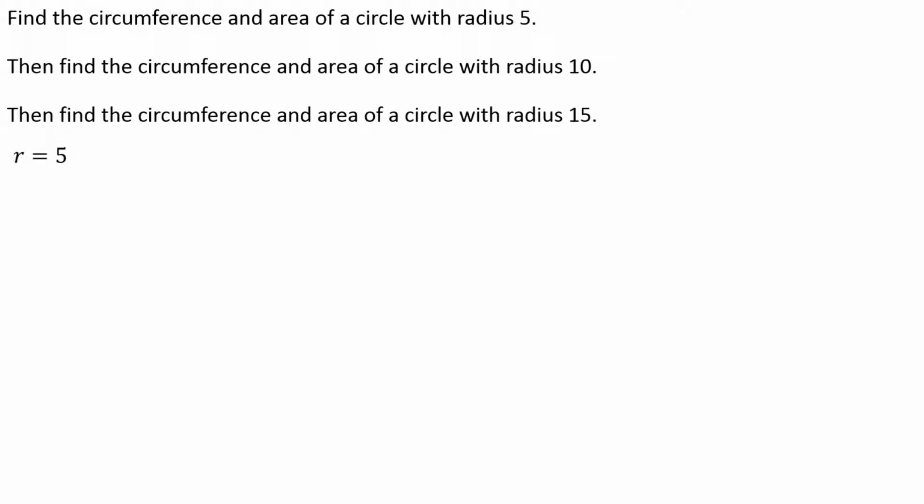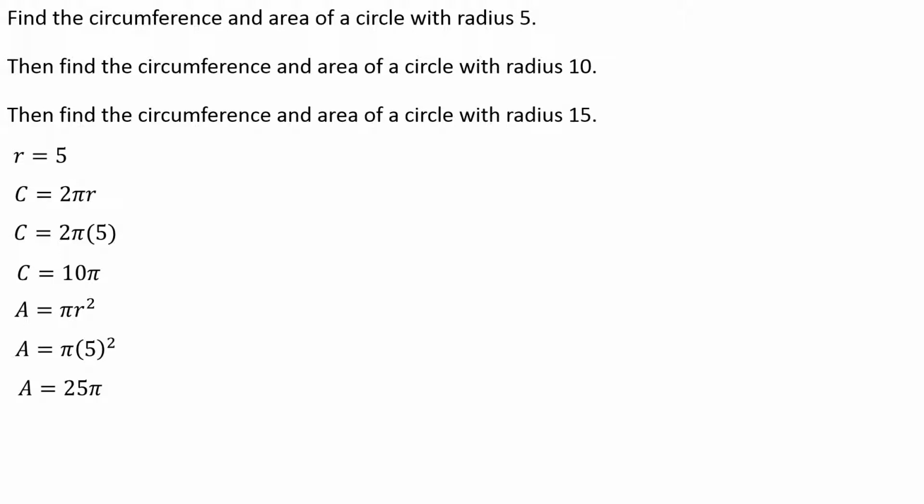Well, if the radius is 5, we know the circumference is 2 times pi times the radius. And so the circumference would have to be 10 pi. Area of a circle, pi times the radius squared. Well, the radius was 5. I better plug in 5. 5 times 5, of course, is 25. So the area would be 25 pi.